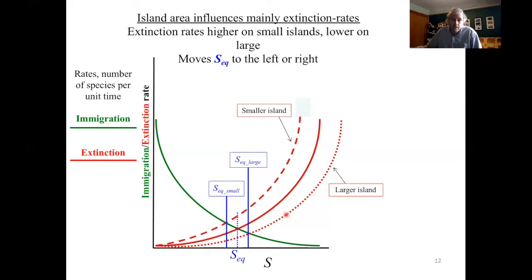On a larger island, because there's more resources available, there's less competition. That means we have generally lower rates of extinction for a given species richness. These lower rates of extinction mean that the red line crosses the green line further to the right here. And that moves our species equilibrium point from here to here, which means on larger islands, we actually have more species because we've got lower extinction rates.